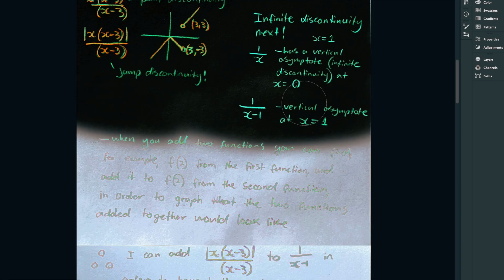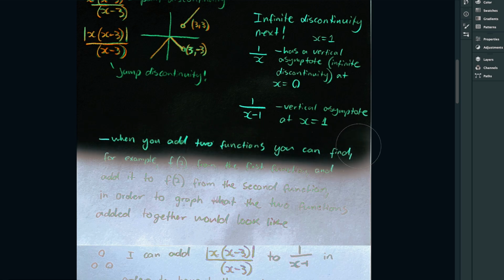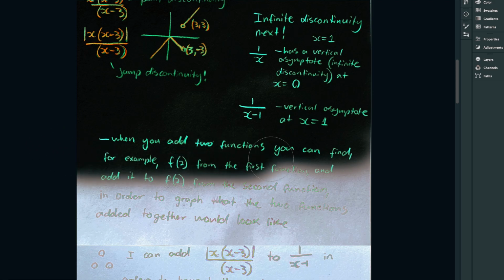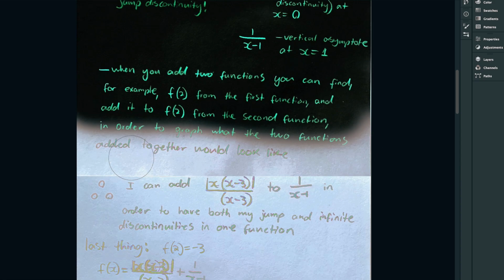Now, I know from math 11 or 10 that when you add functions together, you can find, say, f of 2 from the first function and the second function and add the y coordinates together, and this will give you the y coordinate for f of 2 of those two functions just added together with a plus sign. Didn't explain that very well, but I think you know what I mean.